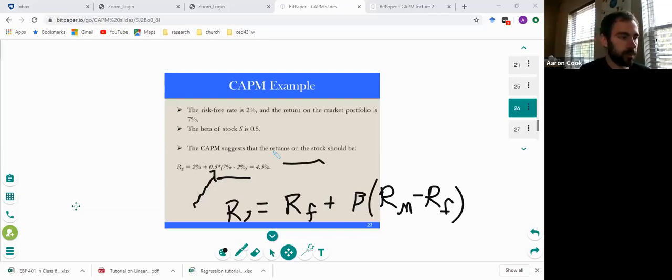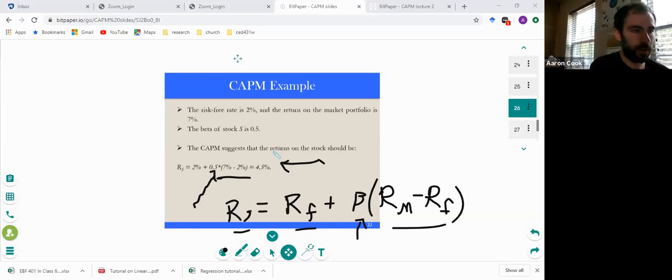So that's just a simple application of the capital asset pricing model. This is just the fundamental equation: R_S, the return on the stock, equals the risk-free rate plus beta times the difference between the market rate of return and the risk-free rate of return. That's the fundamental CAPM relationship.